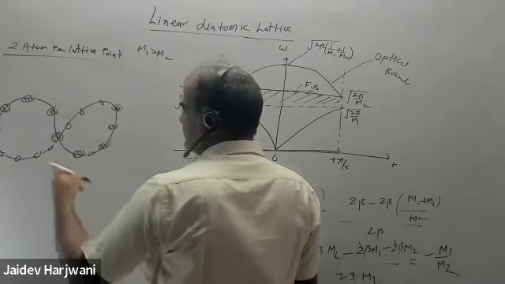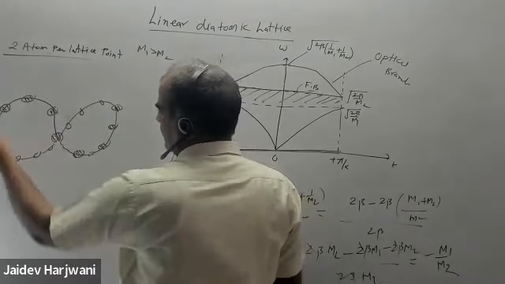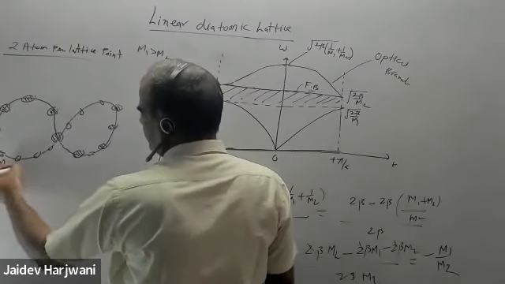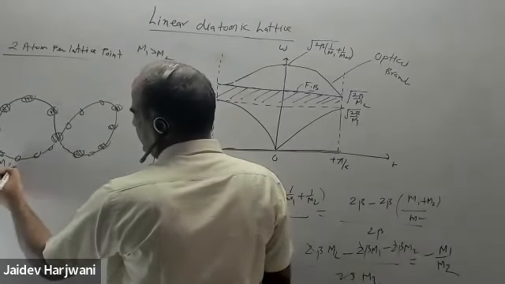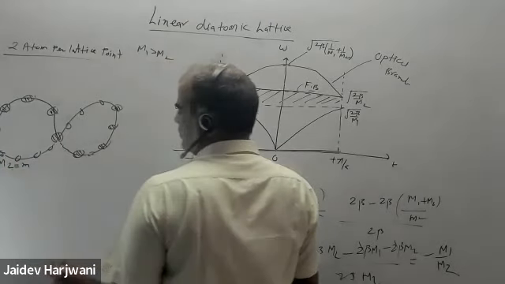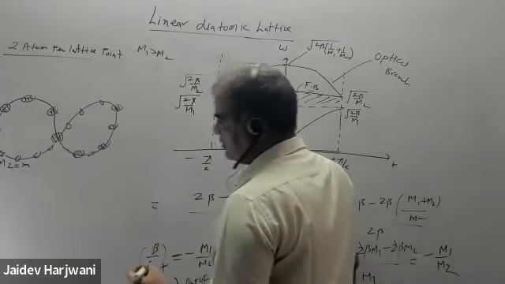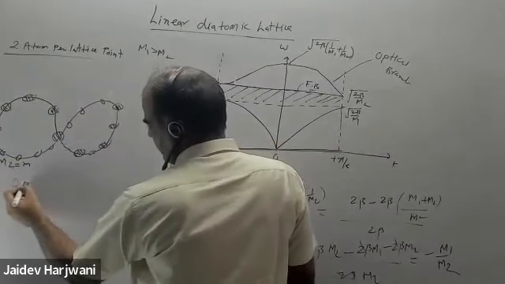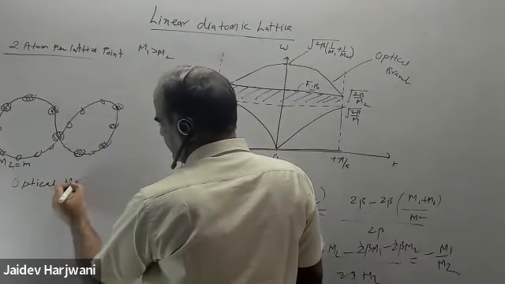That means your heavier atoms, say this is mass m1, and this is mass m2, or you say small m. Both are vibrating out of phase. So this is your optical mode.